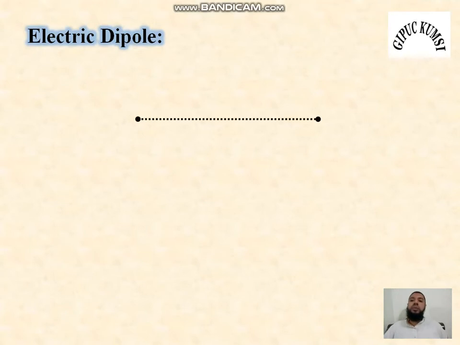Electric dipole is a system of two charges. One is a positive charge, another is a negative charge. That is, two opposite charges with the same magnitude, equal and opposite, separated by a small distance 2a. The 2a is a small distance, of the order of 10 power minus 5, minus 6, minus 10 meters maybe. It's a very small distance.